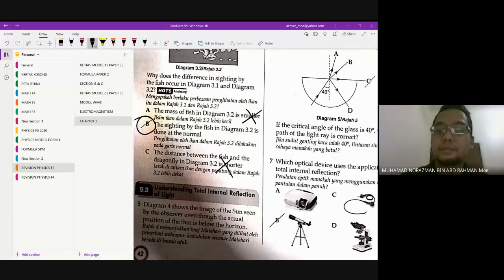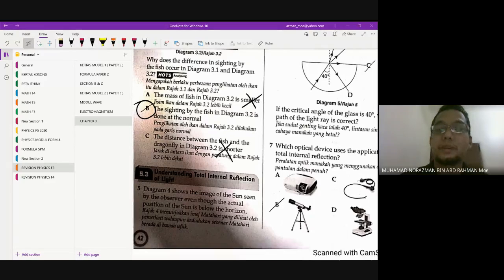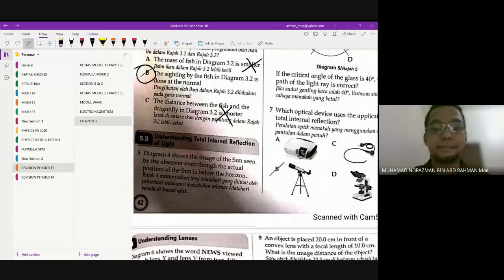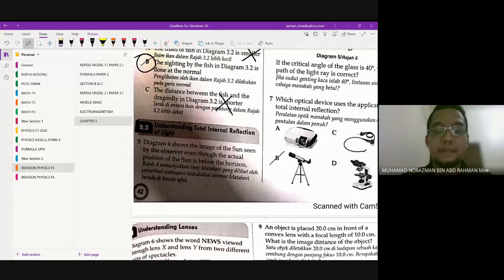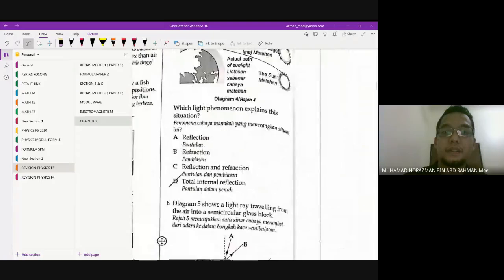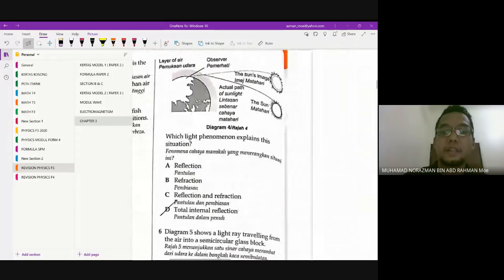Distance shorter. So it is because of the angle. Okay, number 5. Diagram 4 shows the image of sun. Which light phenomenon explains this situation?